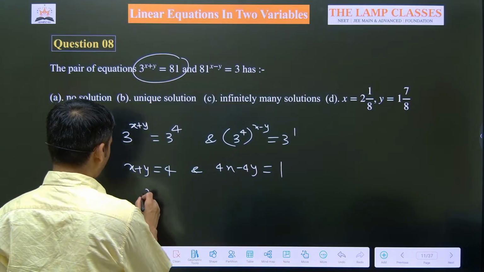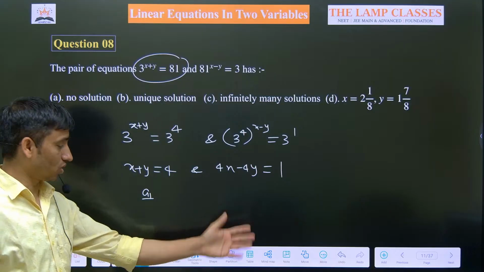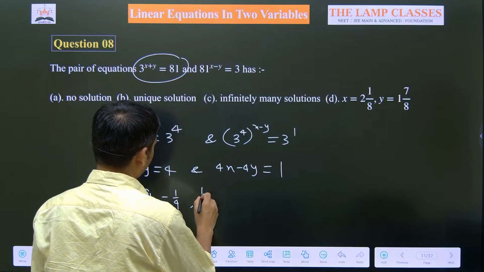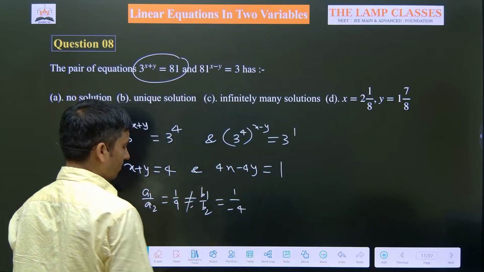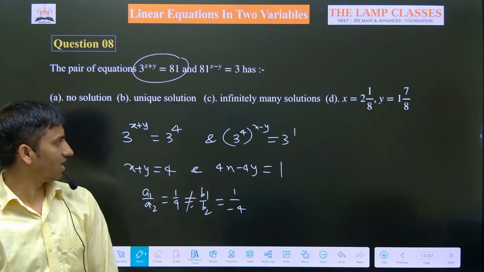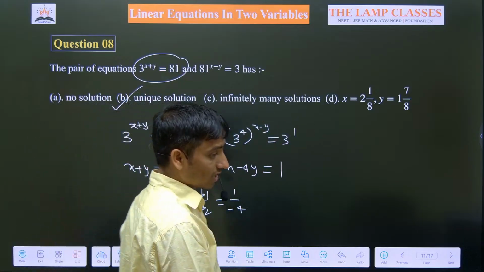Because of a1 upon a2, without solving also we can say, and also we can solve. Now that's not a big problem, guys. A1 upon a2 we are getting 1 upon 4, and b1 upon b2 is 1 upon minus 4. Clearly they are not the same. And whenever a1 upon a2 and b1 upon b2 are not the same, we say unique solution. We don't even have to check. So we'll mark the unique solution and move to the next question.